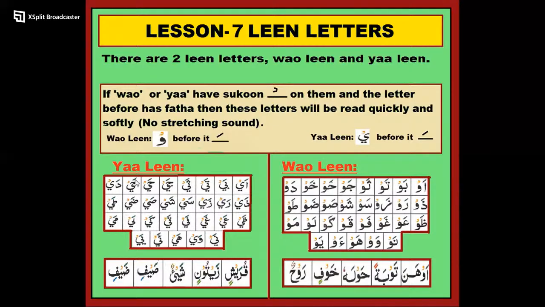Let's have a look at the example of yali. So we see ya sakun and all the letters before it have fatha, zabar. So this sound as well we read quickly and softly. Hamza ya fatha, ay. Ba ya fatha, bay. Ta ya fatha, tay. So all the way to the last letter, ya fatha, yay. So all these sounds we call yali. Ay, bay, tay, say, jay, hay, khay, day. To all the way last letter, ya fatha, yay.